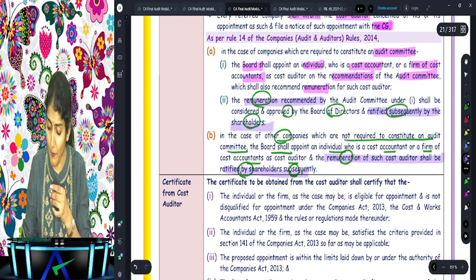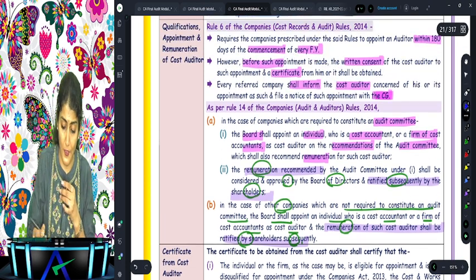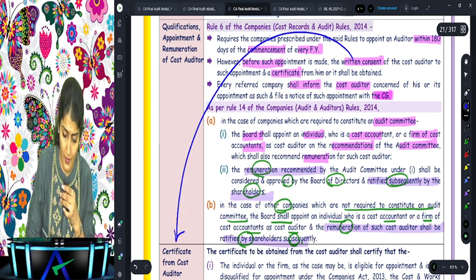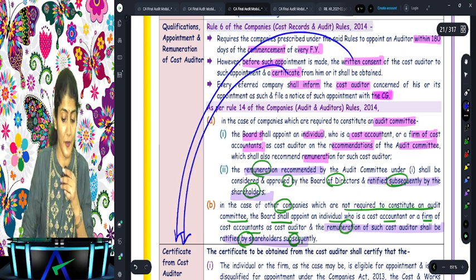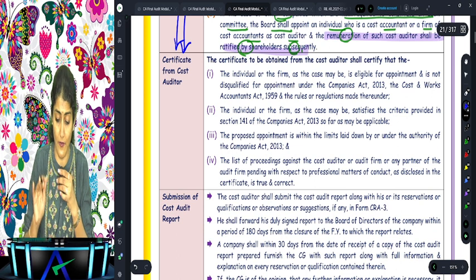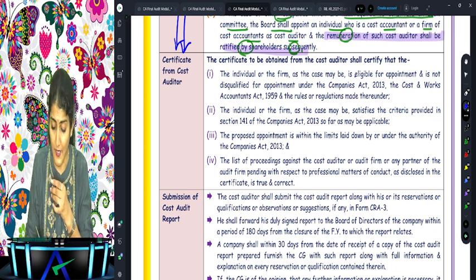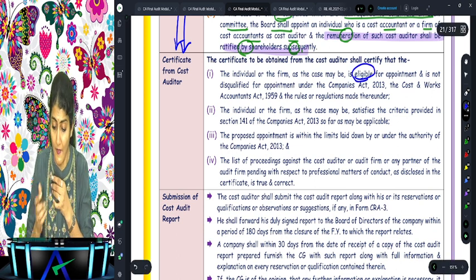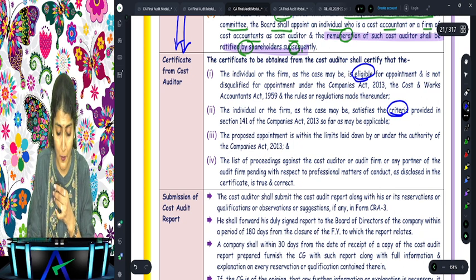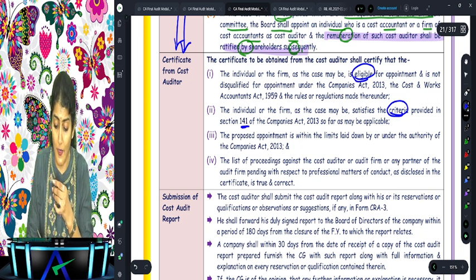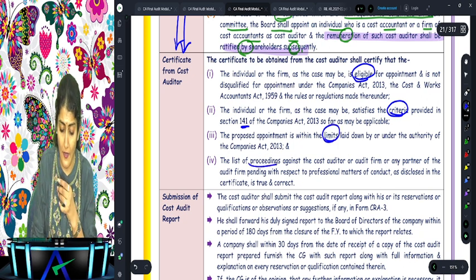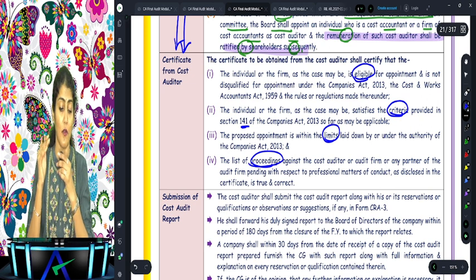Then, before the appointment of the cost auditor, is a written consent and certificate required to be taken from the cost auditor? Yes. What certificate will you take from him? That he is eligible for appointment, that he satisfies the criteria provided under section 141, that the appointment is within the limit, and the list of any proceedings against the cost auditor, right?